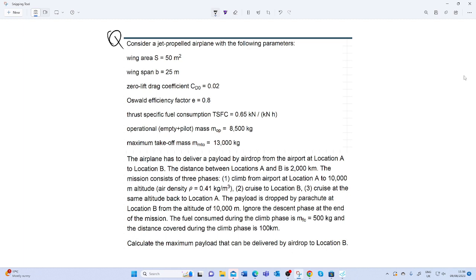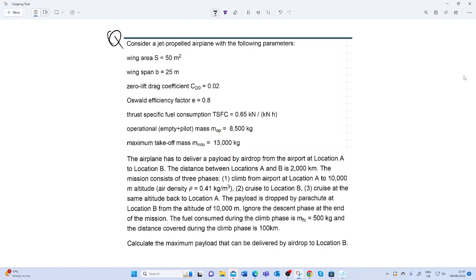Now, the aircraft has to deliver a payload by airdrop from the airport at location A to B. The distance between location A and B is 2,000 km. The mission consists of three phases. 1. Climb from the airport at location A to 10,000 meter altitude with a density of 0.41 kg/m³. 2. Cruise to location B. 3. Cruise at the same altitude back to location A.